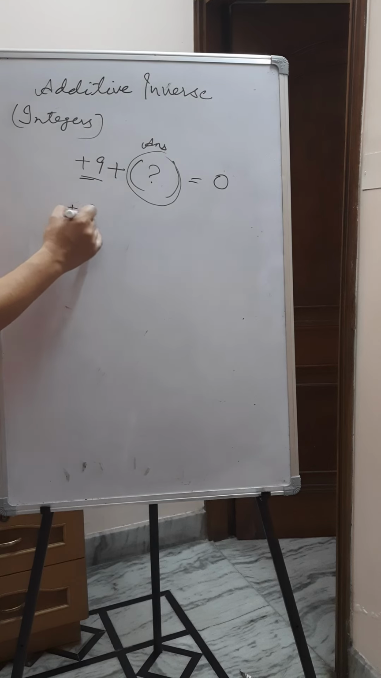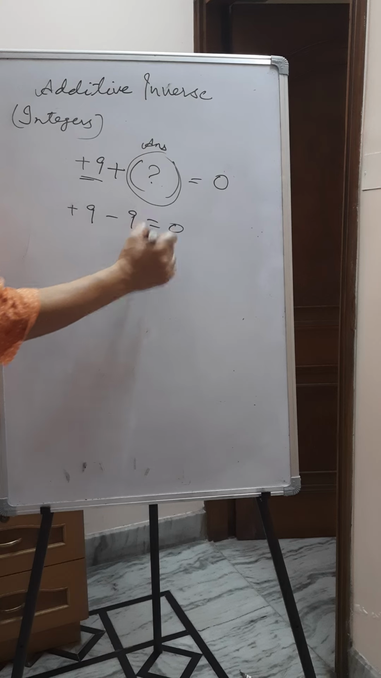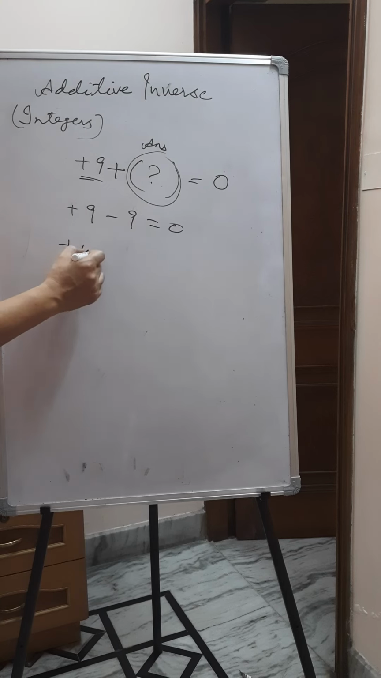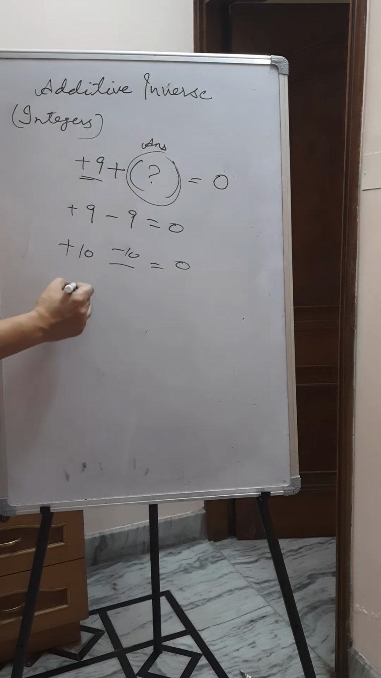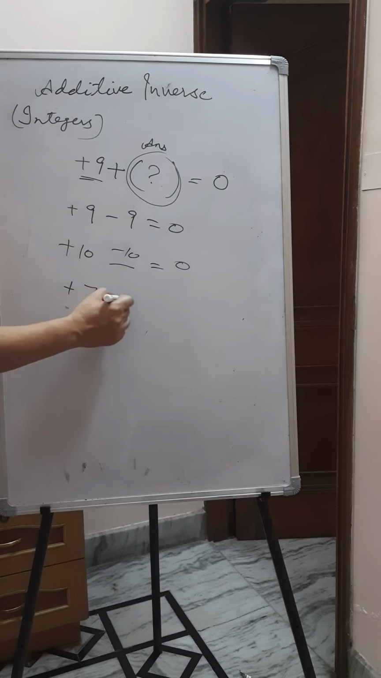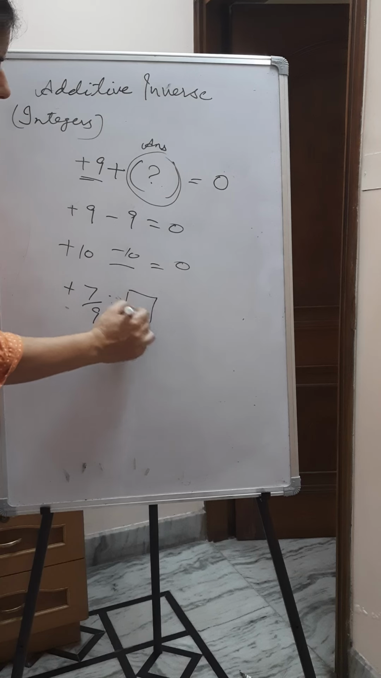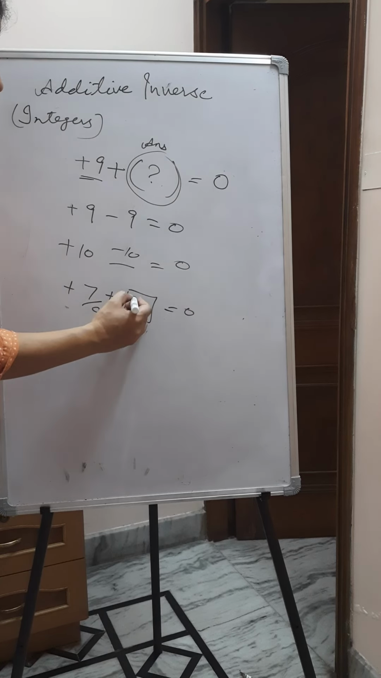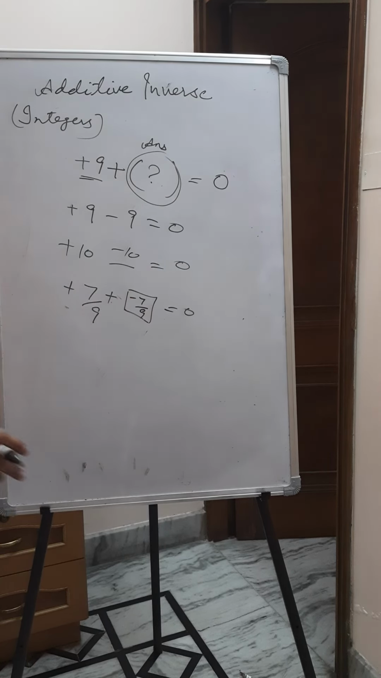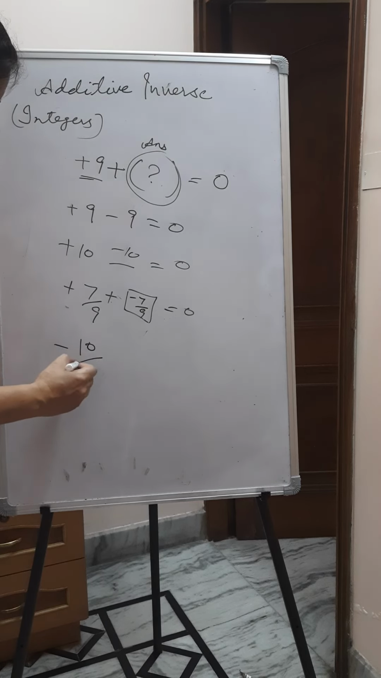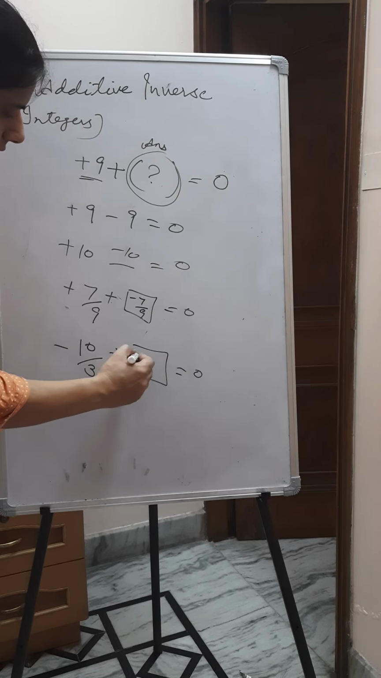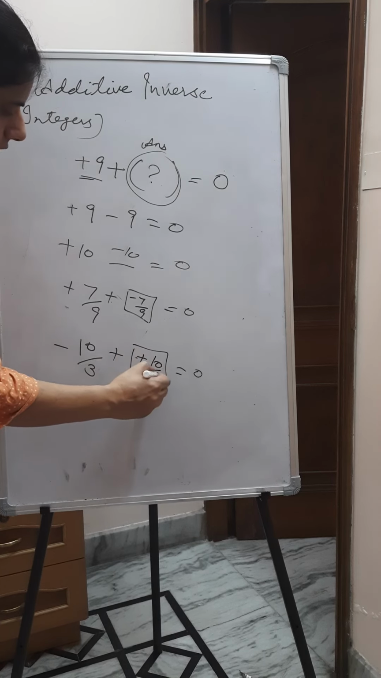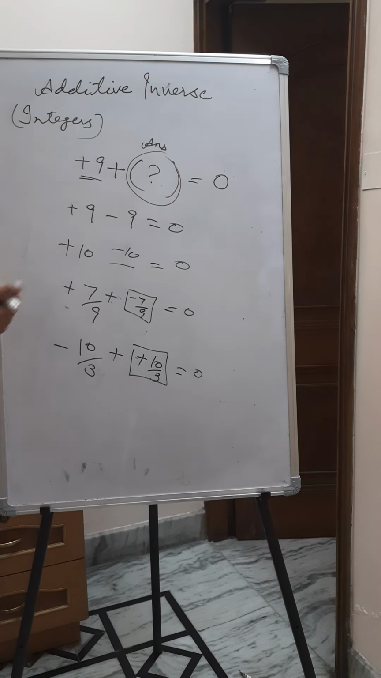Clearly it is known that plus 9 minus 9 is 0. Same way, plus 10, what should be added here to get 0? Minus 10. Plus 7 over 9, what should be added here to get 0? Minus 7 over 9. Followed? Minus 10 over 3, what should be added here to get 0? Plus 10 over 3.